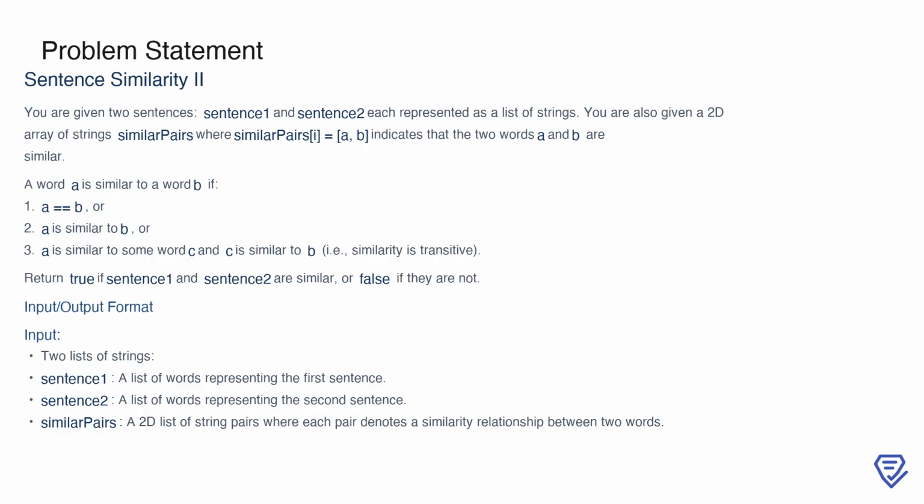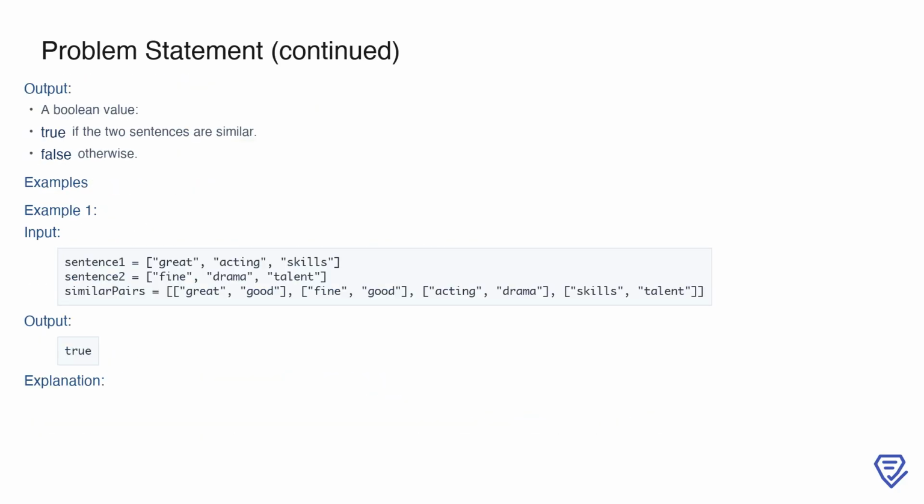For example, if A is similar to C and C is similar to B, then A is also similar to B. The goal is to return true if all corresponding words in the two sentences are similar, and false otherwise. The output for this problem is a Boolean value. You will return true if the two sentences are similar under the defined rules, and false if they are not. Let's look at an example.